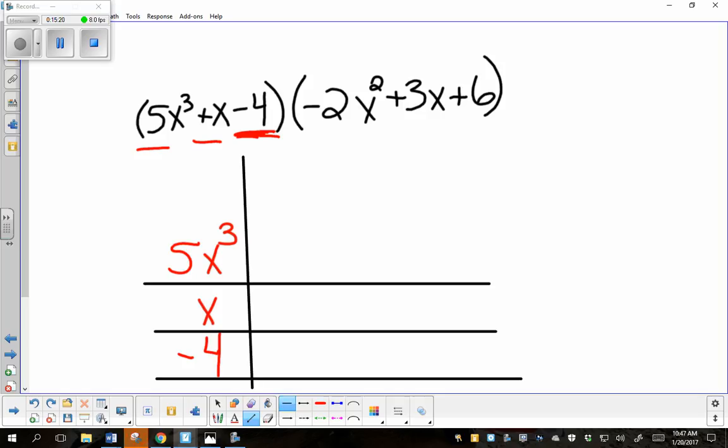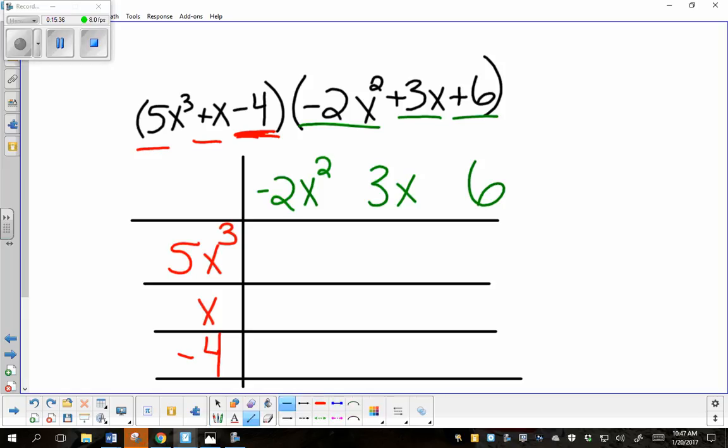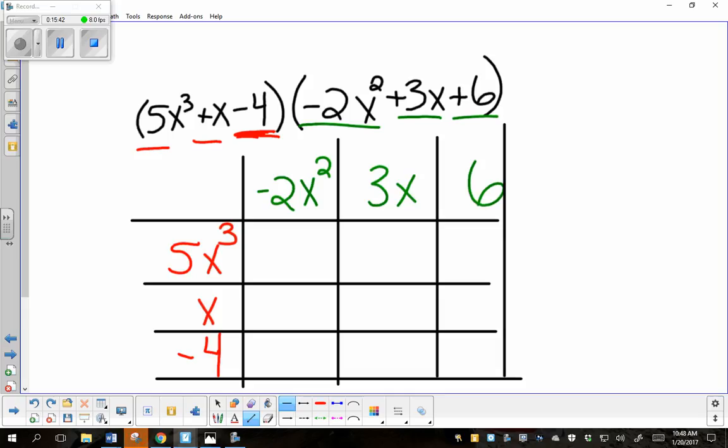And then along the top, for the columns, we're going to put all the terms in the other set of parentheses. So I've got -2x squared, 3x, and 6. So those are my three columns. And this box method, remember, ensures that every term in the first set of parentheses gets multiplied by every term in the second set of parentheses. All right, so let's do it.